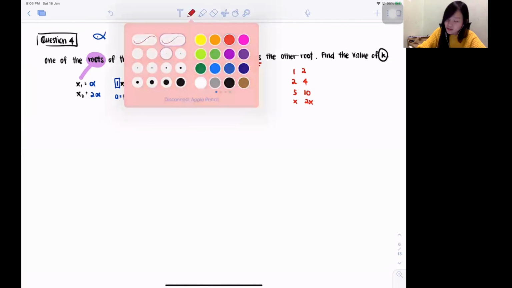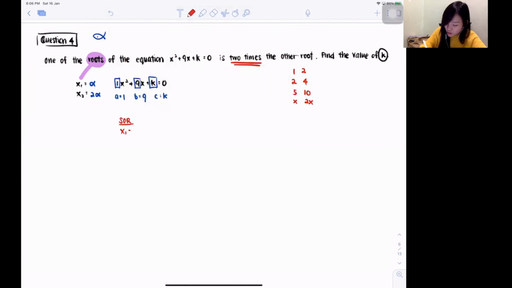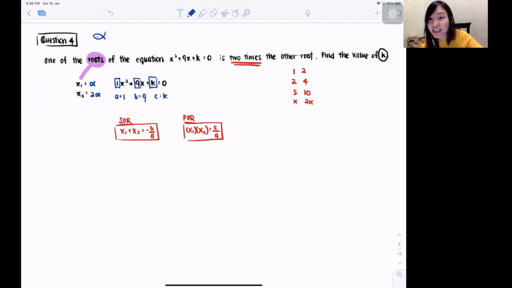Can? What should I do now? Same thing lah. SOR, POR. SOR: x1 plus x2 equals negative b over a. POR: x1 times x2 equals c over a. All I need to do now is the sum. My x1 and x2 are exactly here, so alpha plus 2 alpha equals negative b over a. Negative b and a: 9 over 1. Alpha plus 2 alpha, 3 alpha, equals negative 9. Alpha times 3, move it over, divide by 3. Got it? My alpha answer is negative 3.